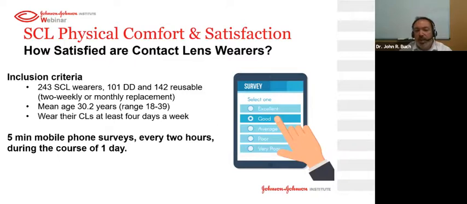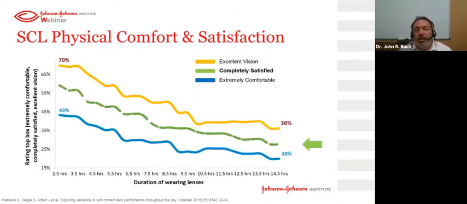During this study, they agreed that over the course of one entire day, 16 hours, they would receive a text message every 2 hours. And that text message contained questions that took them about 5 minutes to answer. The questions were about comfort, how their vision is, and how their overall satisfaction is, those type of things. They just responded in the text, and then after 5 minutes stopped and went back to doing their business.